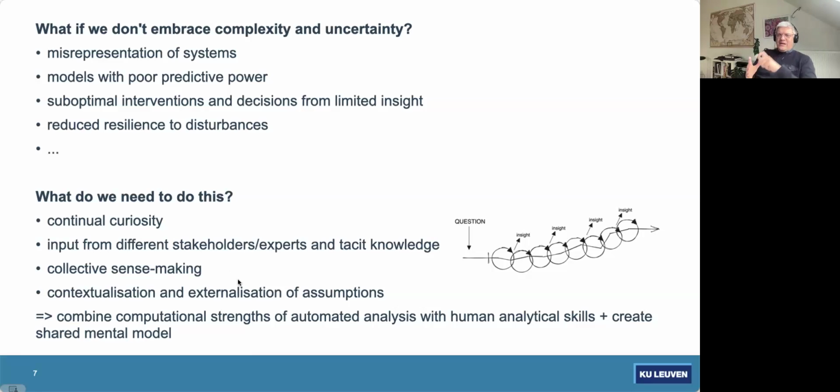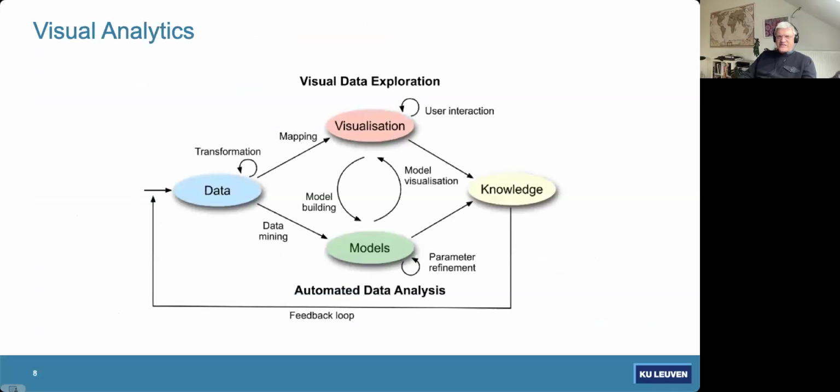So how do you tackle this? Basically by involving multiple people, looking at something as a continuous process in the analysis instead of collecting your data, sitting behind your computer for a while and then coming with a quote-unquote answer, but more continuous improvement. And putting things into context. That's one of the keywords that I also use, putting things into context. And for that, we need to combine computational strength with automated analysis, which of course is visual analytics.